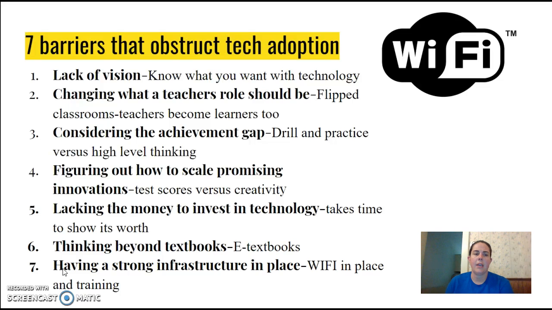7 barriers that obstruct tech adoption. Number 1 is the lack of vision. A lot of schools have rushed to adopt some sort of technology, one-to-one computers, different stuff like that. And sometimes they don't have a clear vision of why they want to use that form of technology or what they want to get out of it. So the first thing you need to do is to have a clear vision as to what you want to accomplish by using this technology. Another barrier is it's changing what a teacher's role should be.